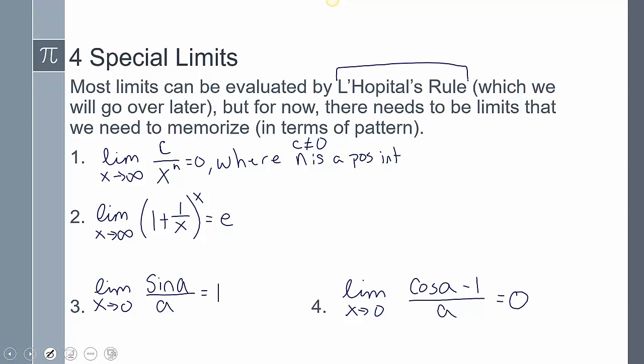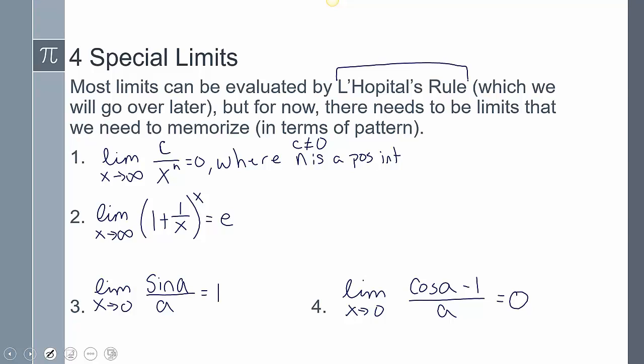The first is the limit as x goes to infinity of some constant c over x to the n power, where n is a positive integer and c can't be 0. It's going to equal 0. This goes back to the previous lesson where we said when the denominator has the larger degree, then we know that it's going to go to 0.